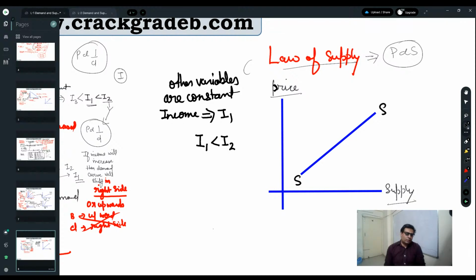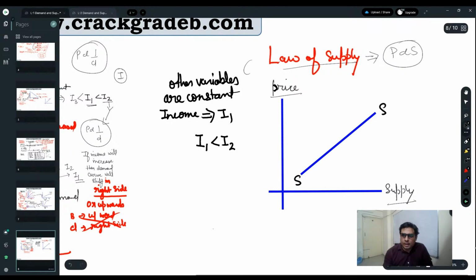As we know, when income is increased, people's capacity to purchase is going to increase. So there will be more demand, and in order to cater to that demand, the supplier is going to increase the supply. Once income increases, people will demand more goods, and once people demand more goods, the supplier is going to increase its supply.